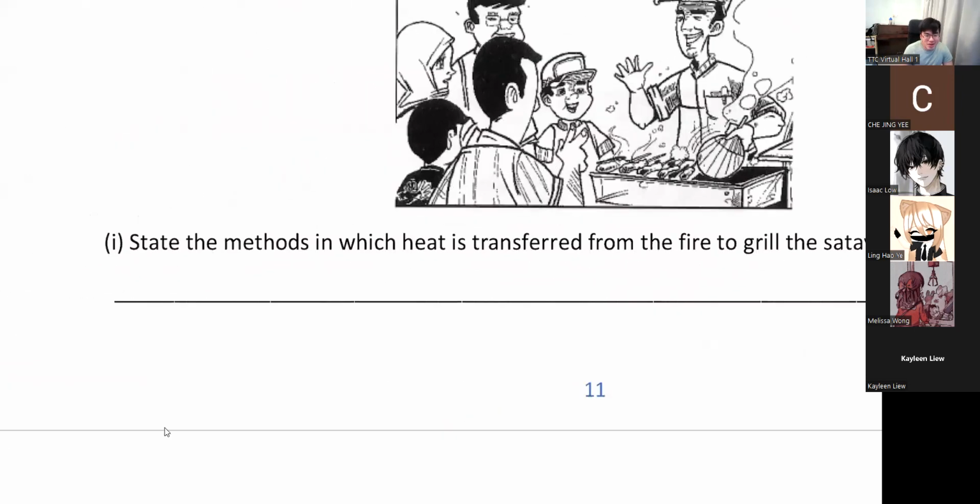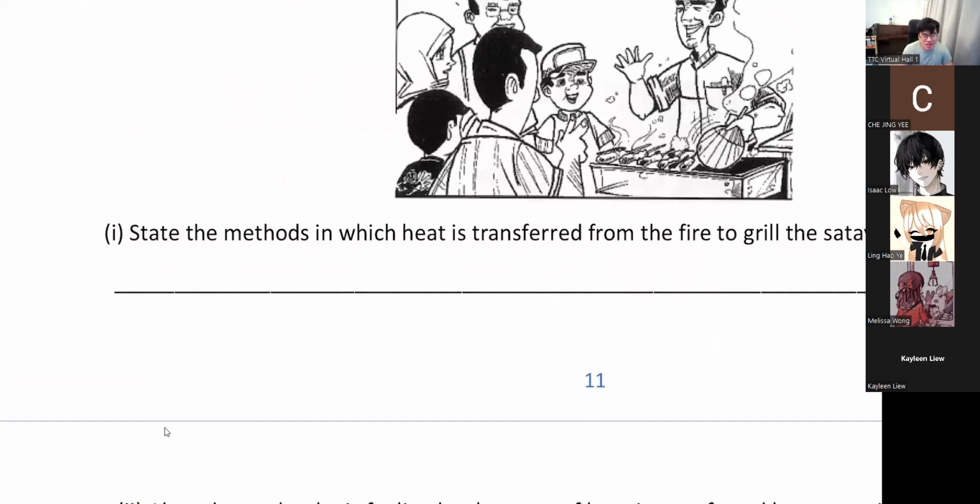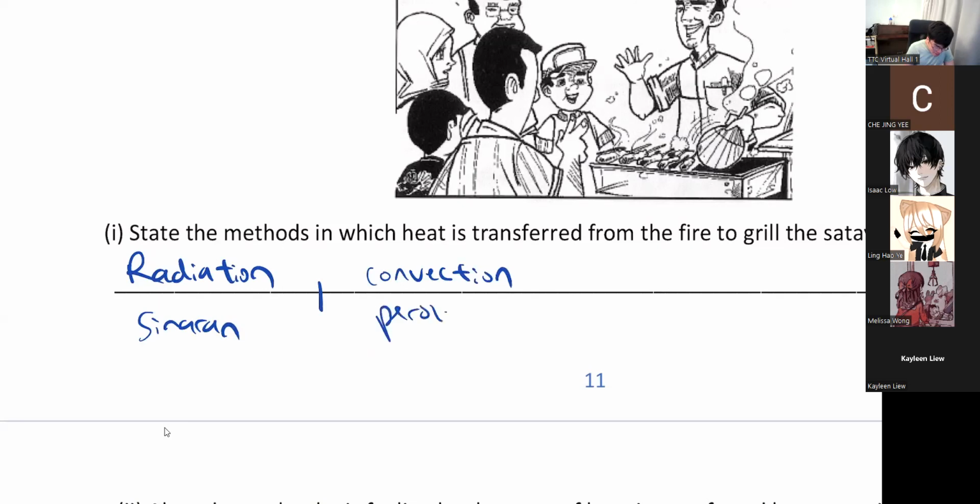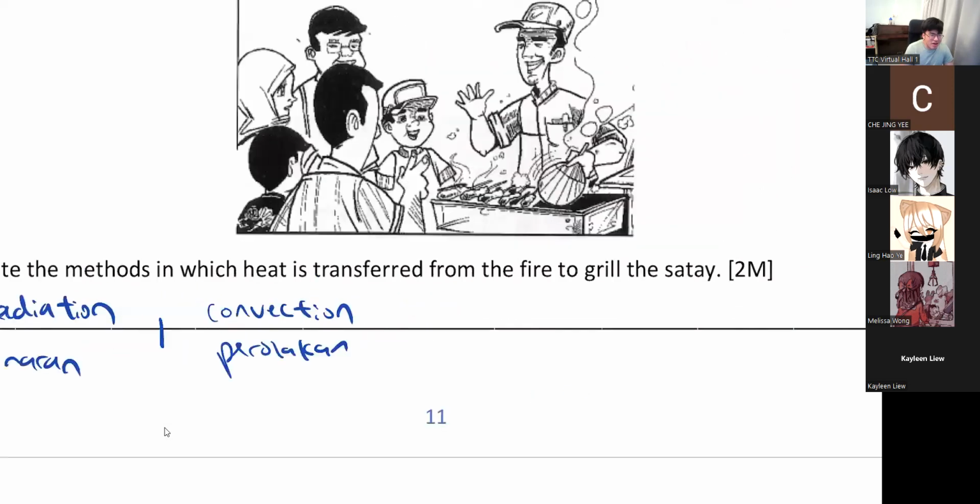Okay, anyone? What heat transfer? Wow, Isaac, almost. You got one. Yes, the first is radiation, sinaran. What about the other one? Kaylin, almost. Yes, it's convection, perolakan. Right, guys, let me say something.